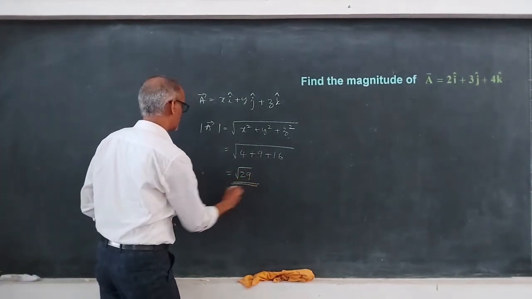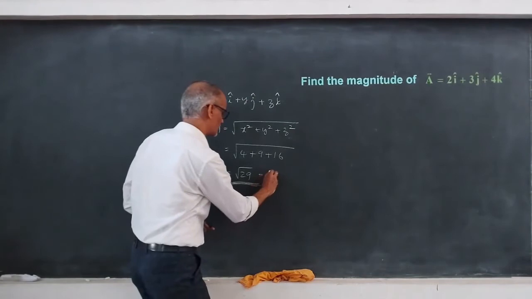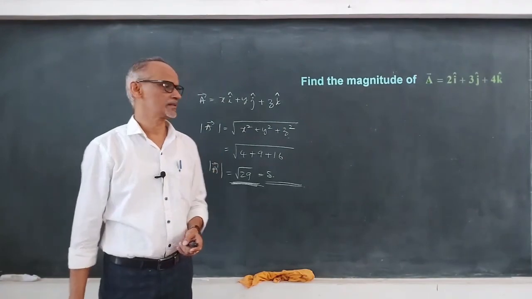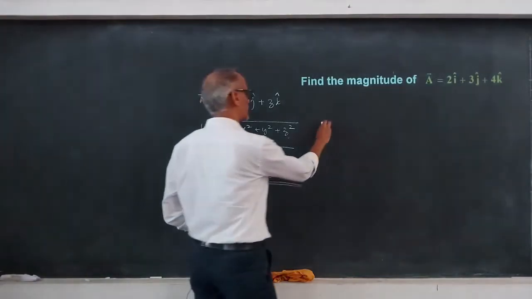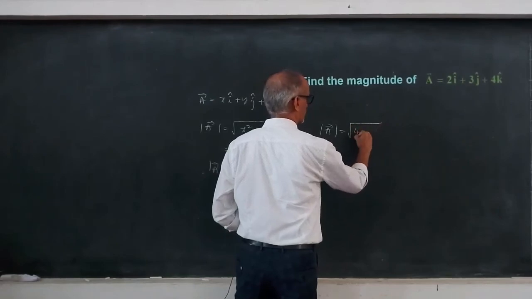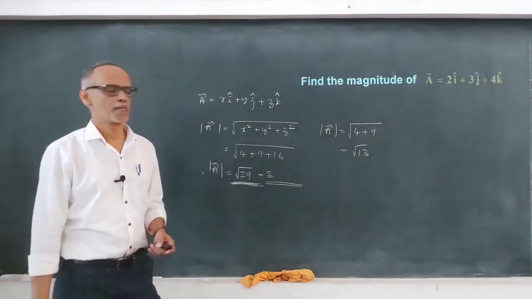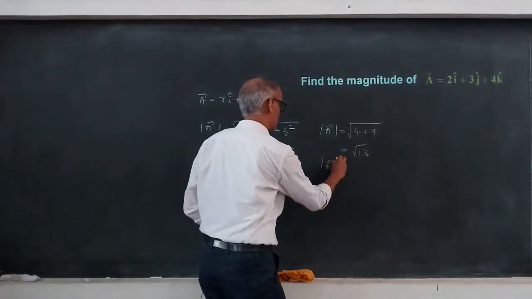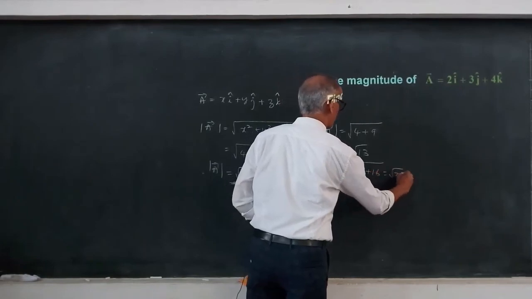You can simplify with the help of a calculator. So the magnitude is root 29, which comes out to be 5 point some fraction. This is how we can find the magnitude of the vector. Imagine if that 4 is missing, then the magnitude is given by root of 2 square, which is 4, plus 3 square, which is 9. You will get root 13. Okay. If 2 is not there, only 3 and 4 are there, then the magnitude is root of 3 square, 9, plus 4 square, 16, that's root 25, which is equal to 5.